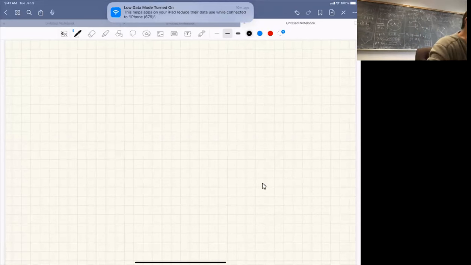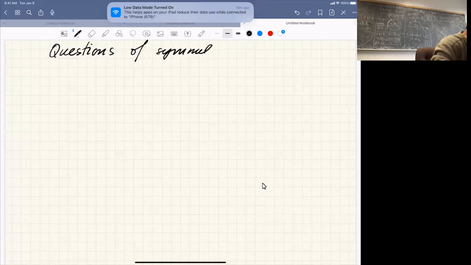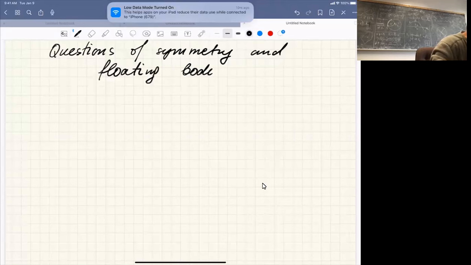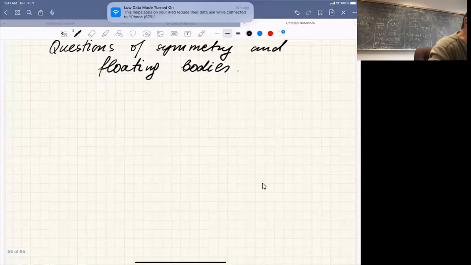So I will talk about some questions. Let me write: questions of symmetry and floating bodies. Okay, so let's get started. We will start with some kind of toy exercise in R3, and then we will go to more difficult questions.